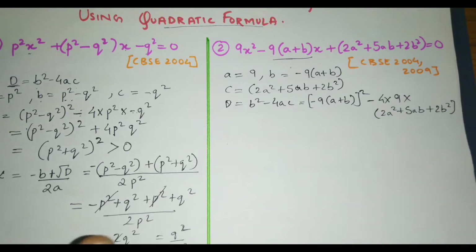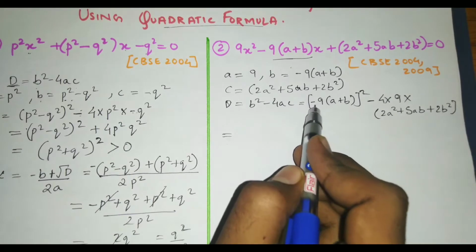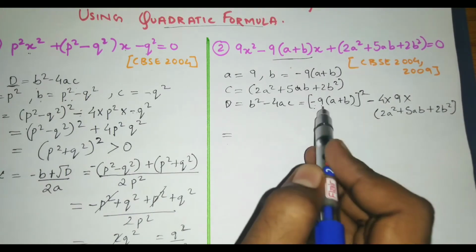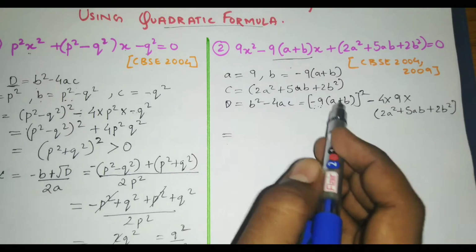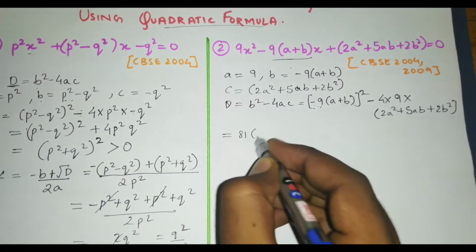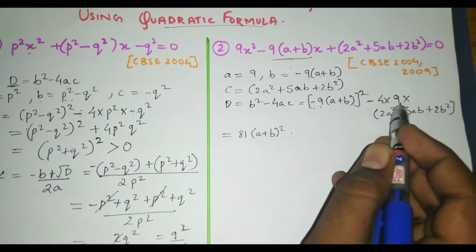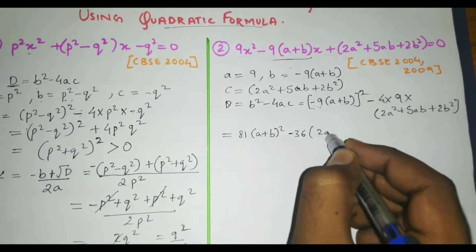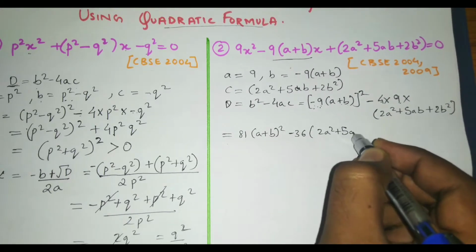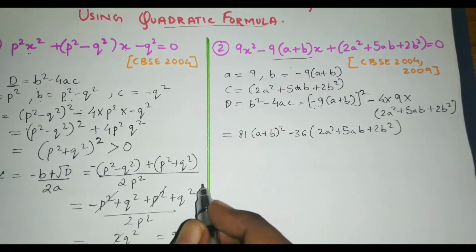So this is the thing. Now when you simplify, minus 9 square is 81, a positive number, then a plus b the whole square you will get. So 81 into a plus b the whole square. Here 4 into 9 is 36, so minus 36 into 2a square plus 5ab plus 2b square. So this is what we got.